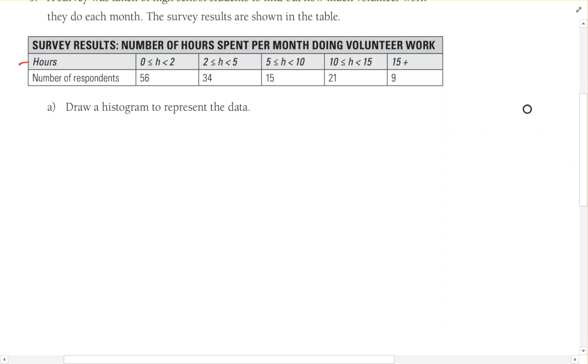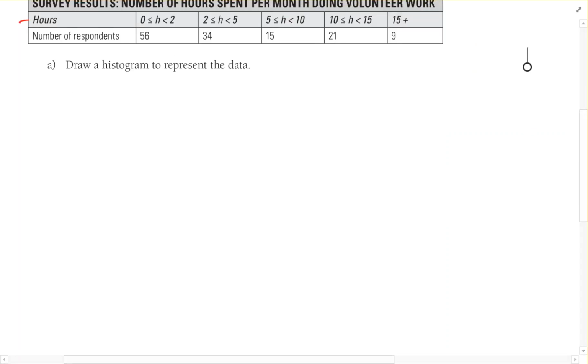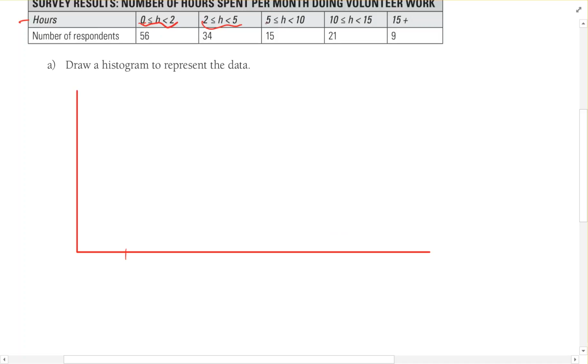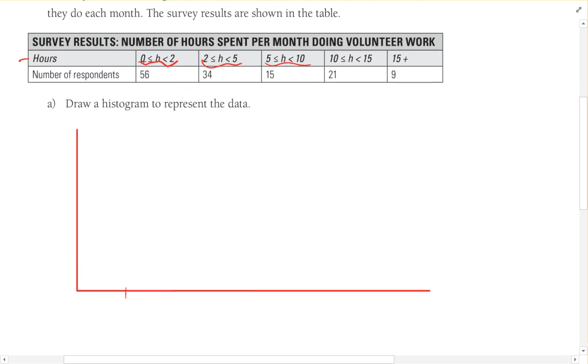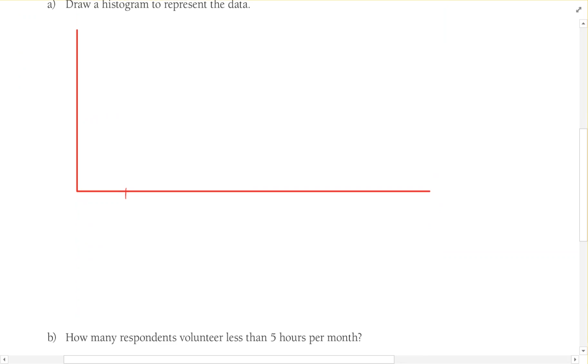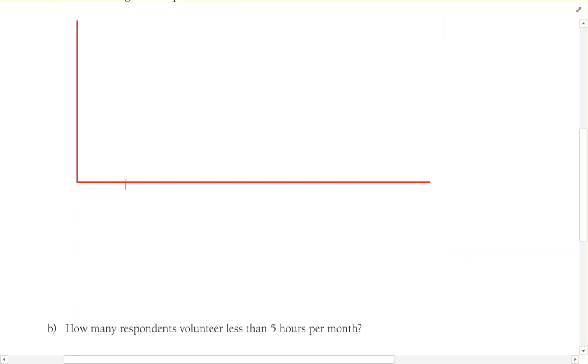So we're still going to have a histogram, a graph, something like this, right? And then this 0 to 2 part is what would go across the bottom, and then 2 to 5, 5 to 10, and so on. Okay, so go ahead and draw a histogram to represent the data. When you're done, make sure you use it to answer the next questions.